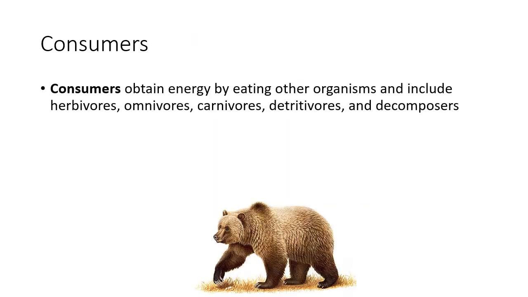Consumers. They obtain energy by eating other organisms. This includes herbivores, omnivores, carnivores, detritivores, and decomposers. They are also known as heterotrophs. They do not make their own food, they eat others to get their food.